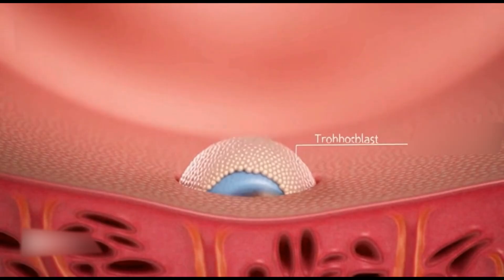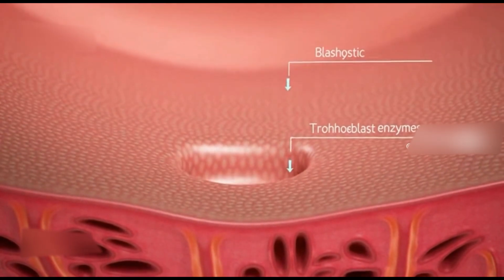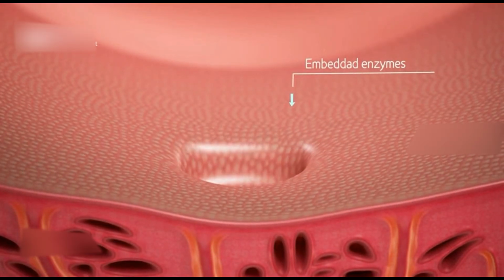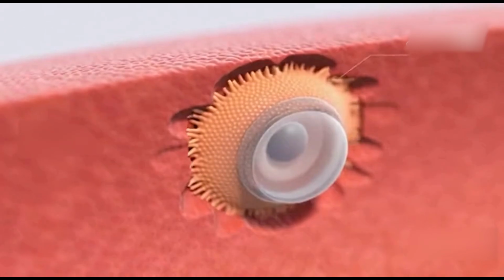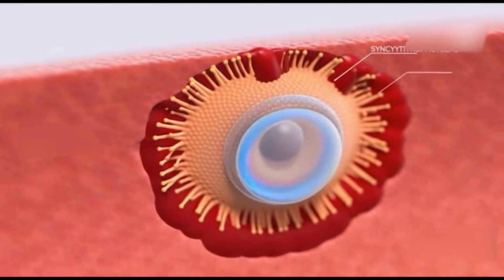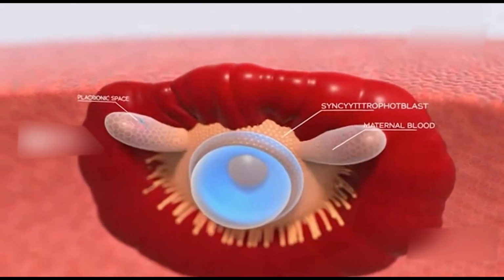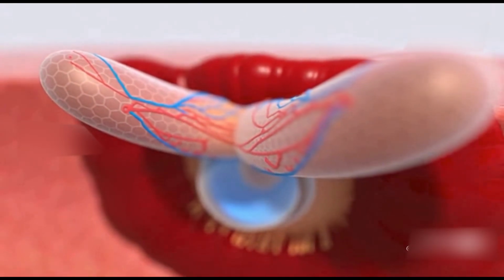During early implantation, the trophoblast cells secrete enzymes to embed the blastocyst into the endometrium, securing it for further development. As implantation progresses, chorionic villi form, establishing the foundations of the placenta. These structures will support nutrient and gas exchange for the growing embryo.